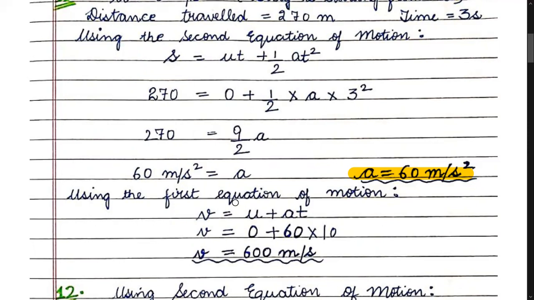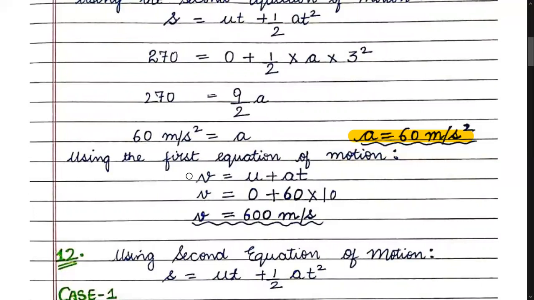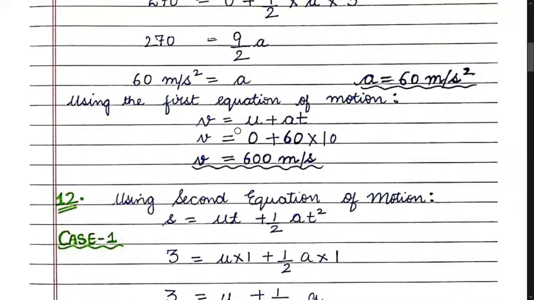Children, look at the second line of the question. Find the velocity of the body at 10 seconds after the start. So when you have to find final velocity, you have to take time 10 seconds and not 3 seconds. Earlier, we have already calculated acceleration as 60 meter per second square. But now, let us use first equation of motion such that final velocity is equal to u plus at.